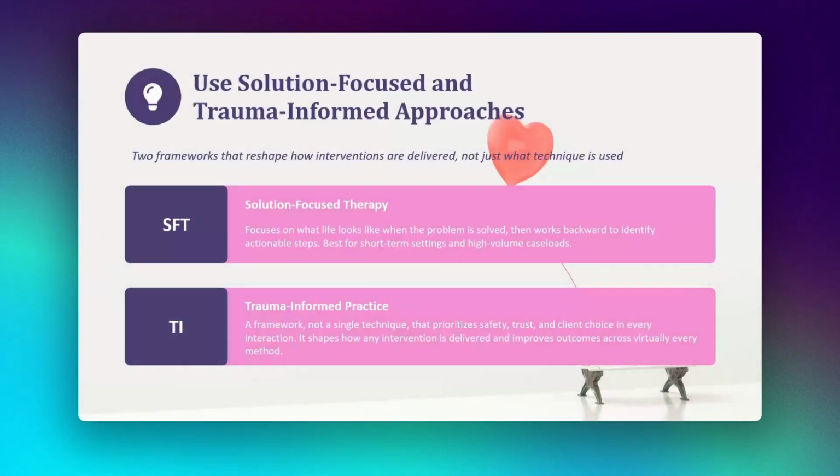Trauma-informed practice is not a single technique, but rather a framework that shapes every interaction. A trauma-informed social worker prioritizes safety, trust, transparency, and client choice in everything they do. They understand that many clients have histories of adversity that affect how they engage with services and relationships.